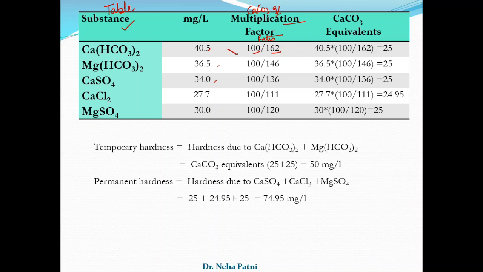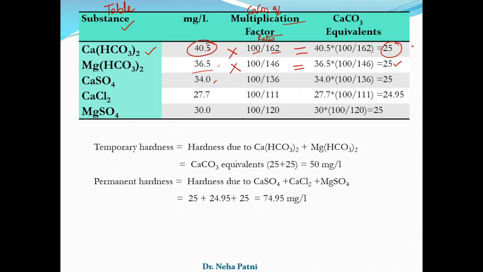So now if you multiply these two things, you are going to convert it into the respective calcium carbonate equivalent. What does that mean? That means 40.5 milligram per liter of calcium bicarbonate is going to consume the same amount of soap as that of 25 milligram per liter of calcium carbonate. So what we have done is we have converted it into its respective equivalent of calcium carbonate. Likewise magnesium bicarbonate 36.5 is also converted into calcium carbonate equivalent.